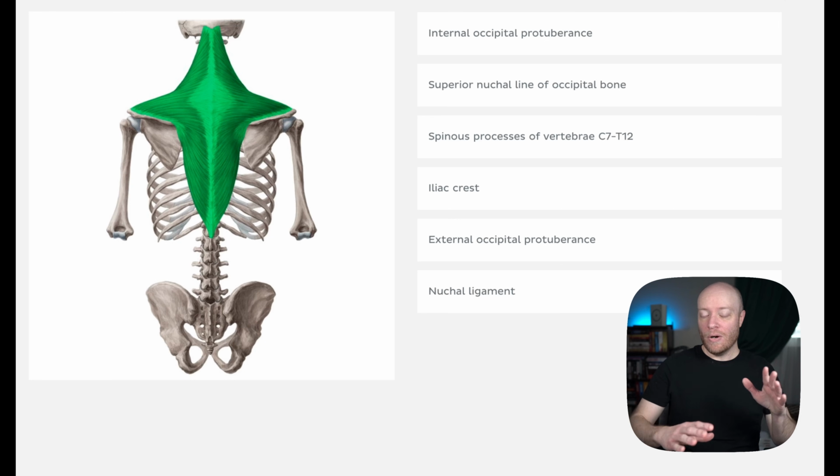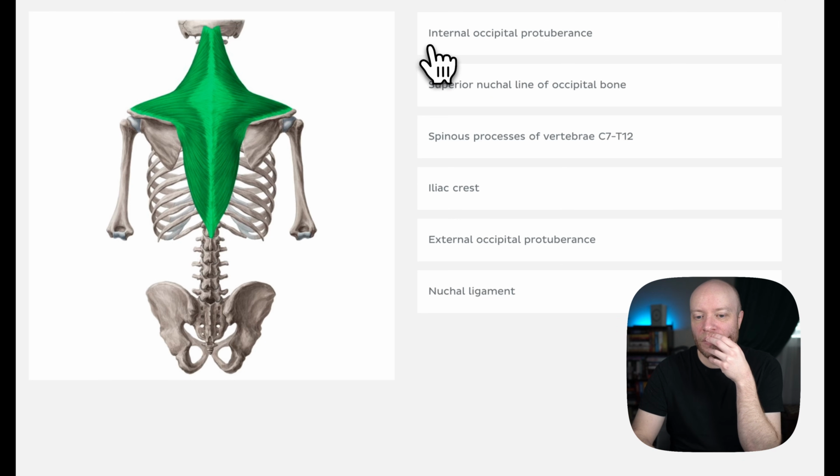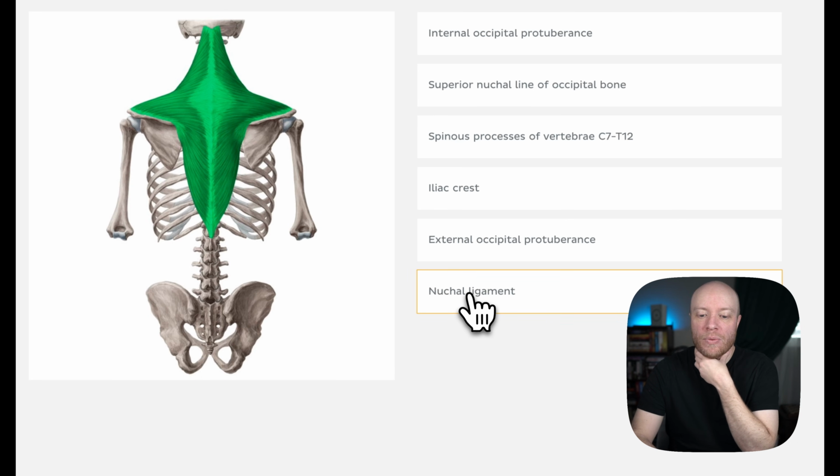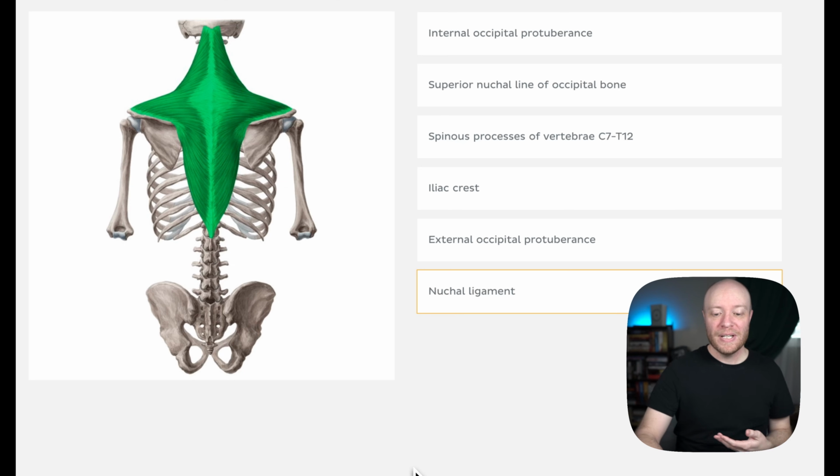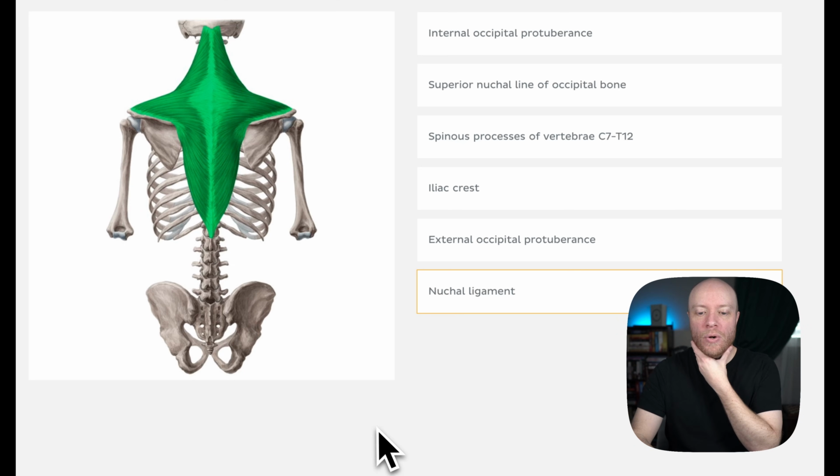Okay, so what I want to do is read these a little closely. Internal occipital protuberance, superior nuchal line of the occipital bone, spinous processes of vertebrae C7 through T12, iliac crest, external occipital protuberance, and then the nuchal ligament. So the answer, we can start with the nuchal ligament. And as you can see, we are highlighted in yellow here. That's to show you that there are more than one answer. So yellow is kind of just saying, hey, you've clicked something, but we're going to keep on going.